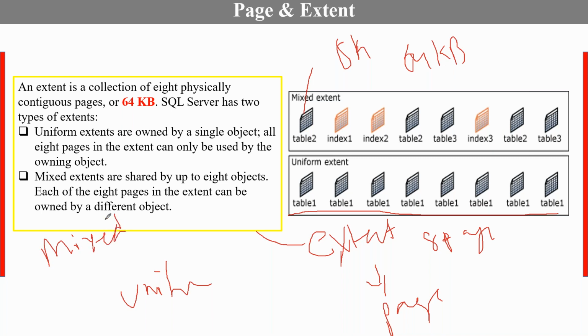An extent is nothing but 8 continuous physical data pages, and the extent size is 64 kilobytes. We have two types of extents in SQL Server: mixed extents and uniform extents. A uniform extent is when the 8 pages contain a single object's data. If the 8 pages contain multiple objects' data, we call it a mixed extent.